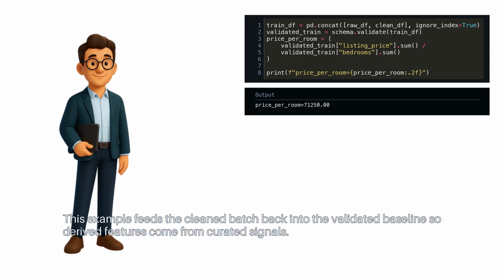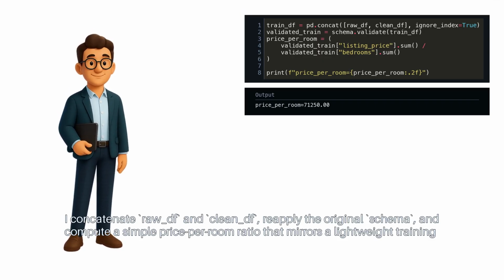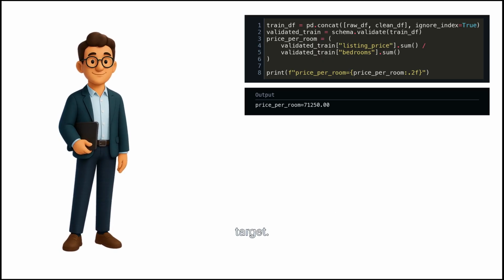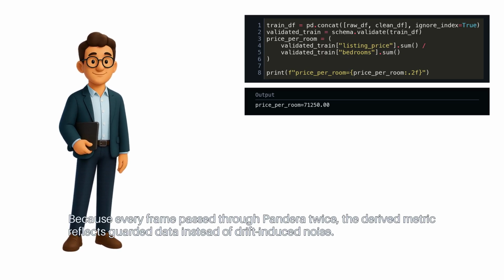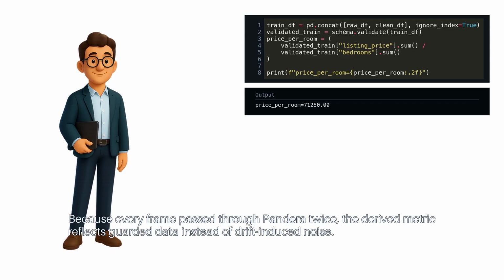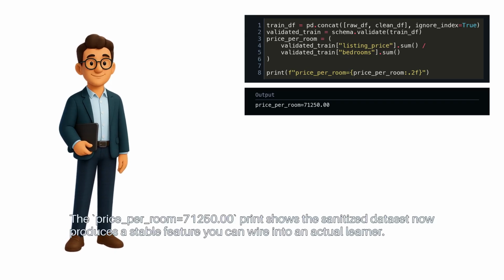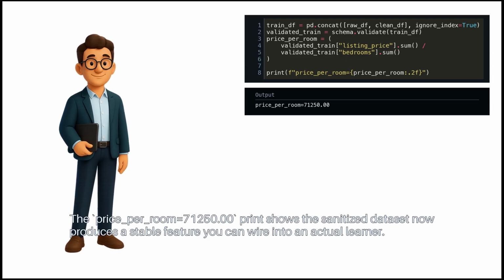This example feeds the cleaned batch back into the validated baseline, so derived features come from curated signals. I concatenate raw_df and clean_df, reapply the original schema, and compute a simple price per room ratio that mirrors a lightweight training target. Because every frame passed through Pandera twice, the derived metric reflects guarded data instead of drift-induced noise. The price per room 71250 print shows the sanitized dataset now produces a stable feature you can wire into an actual learner.